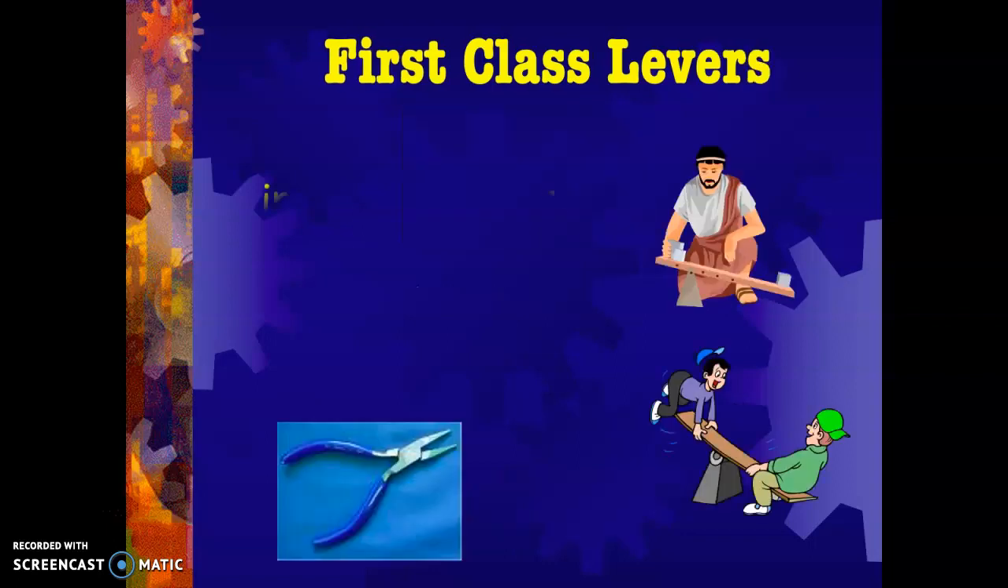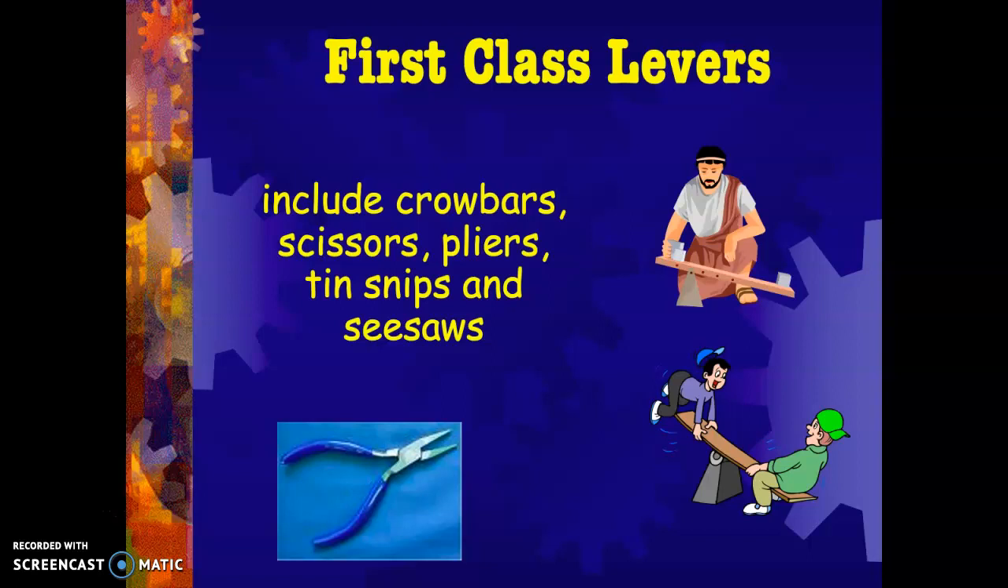First class levers include things such as crowbars, scissors, pliers, tin snips, all those working the same way. As I mentioned, seesaws or teeter-totters. All these are types of first class levers. If you take a screwdriver to open a paint can, you're actually using the screwdriver as a lever. So all of these are ways that first class levers work.